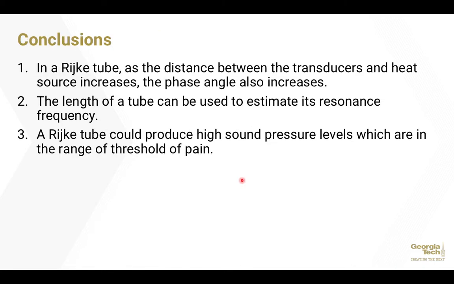In summary, the lab showed that in a Rijke tube, as the distance between the transducer and the burner increases, the phase angle also increases. Second, the length of the tube can be used to estimate its resonance frequency. And third, a Rijke tube could produce high sound pressure levels which could be in the range of the threshold of pain.